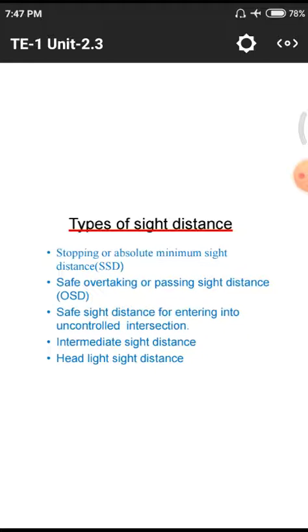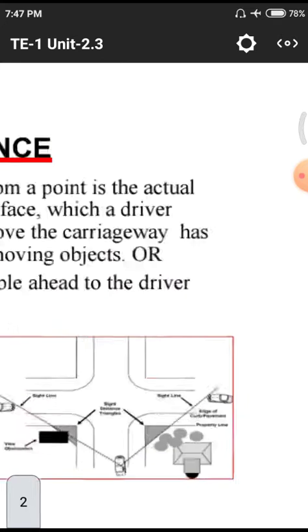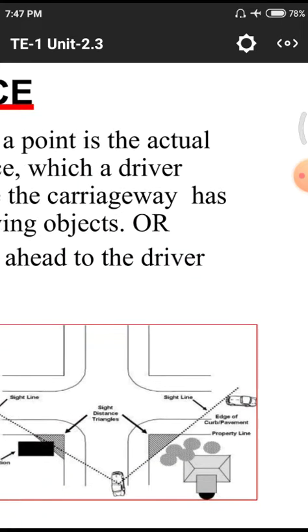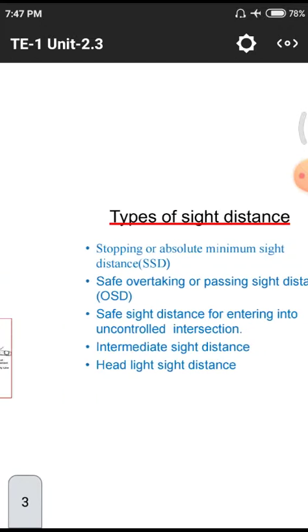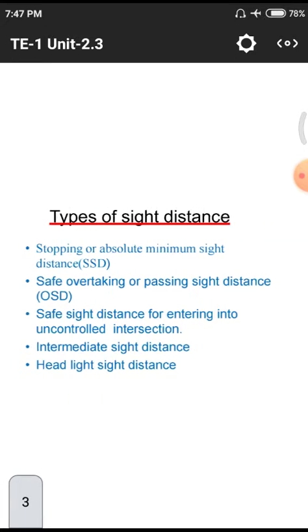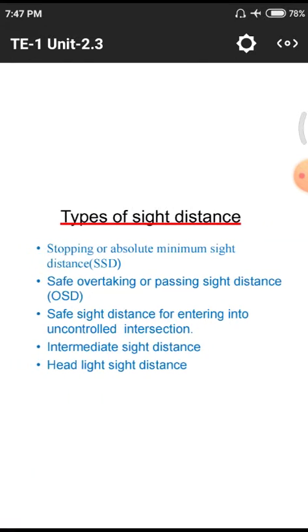And the third one is the safe sight distance for entering into unconfined intersections. That means while we are traveling on a particular road, when we intersect with another road, at that particular point we have a different vision. That means in the previous diagram it is an intersection point, and in the two directions we have to observe. Third one, safe sight distance for entering into unconfined intersections.